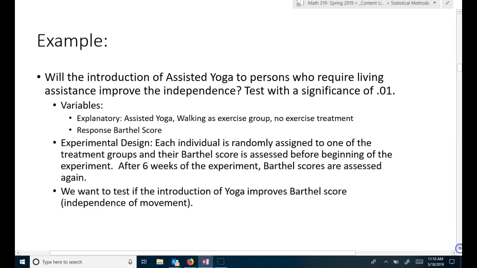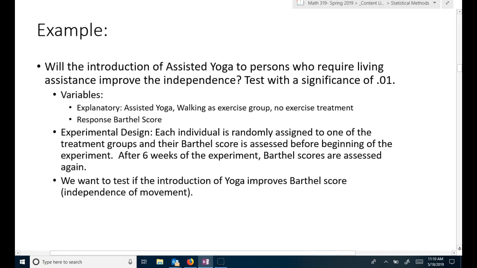Okay, so let's take a look at an example. Will the introduction of assisted yoga to persons who require living assistance improve independence? We'll test this with a significance level of 0.01 in this case. Our explanatory variables are assisted yoga, walking as an exercise group, and no exercise treatment. We're going to look at each one of these groups pre and post, before treatment and after treatment, okay? And then we'll use a Barthel score as our way of determining whether or not they have improved independence.